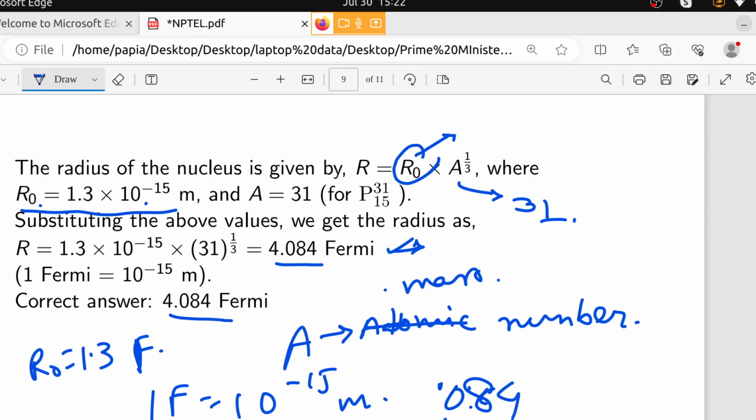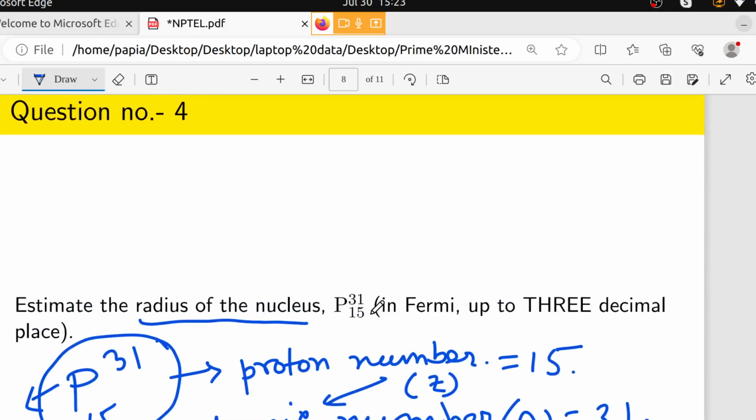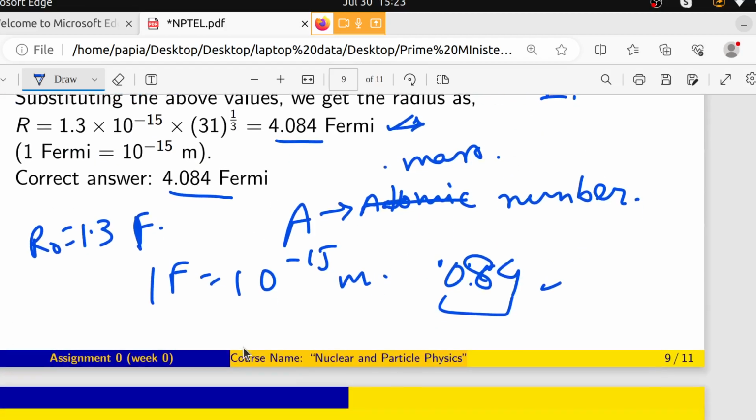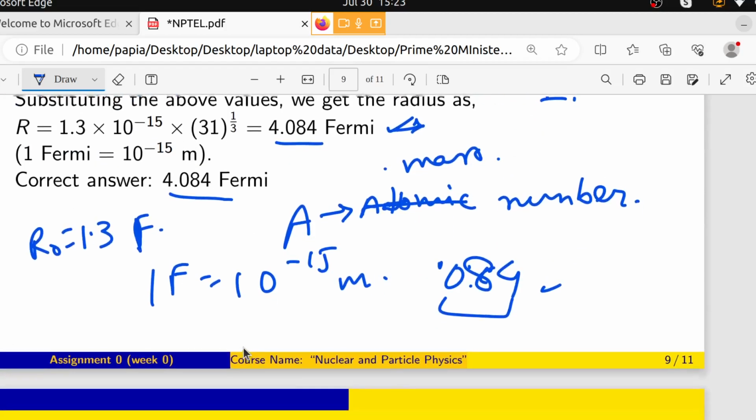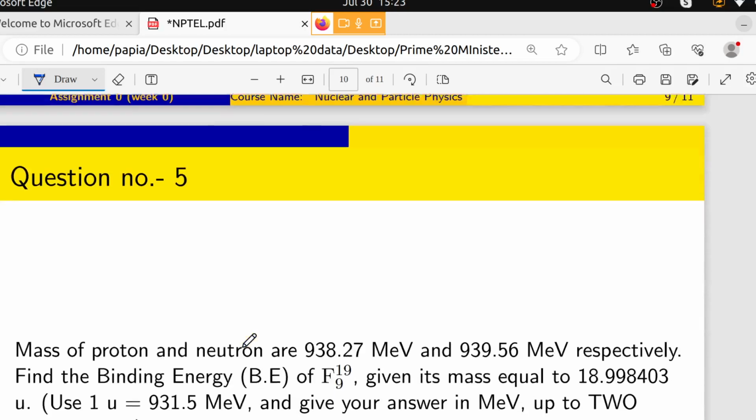So that's why we have written 4.084, because 0.084 is the 3 decimal place. So that's why we have written it as 4.084 Fermi. This is the main expression, and we are just going to calculate that with the help of A and R0 value. So now we can have the radius of that nucleus P1531 as 4.084 Fermi. This is a very simple one: if you just put the expression and the value of the terms, then you can get the result of R.